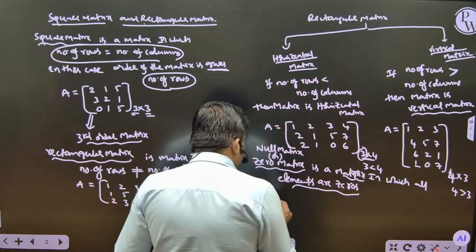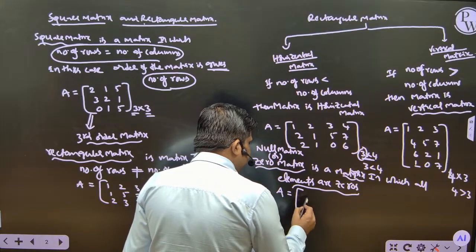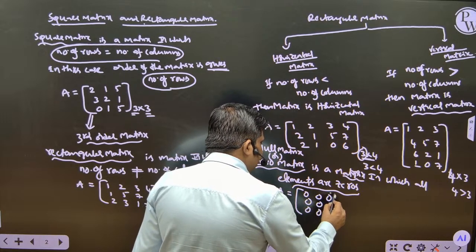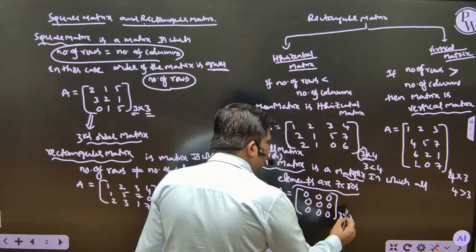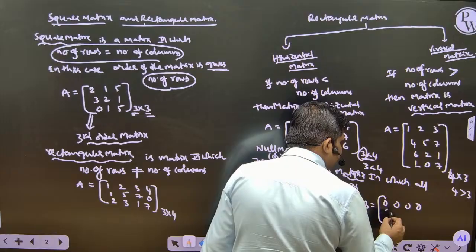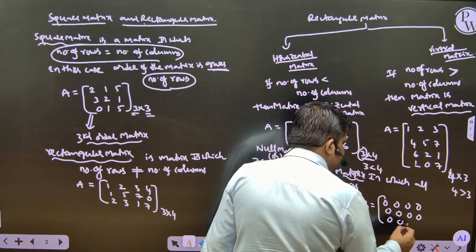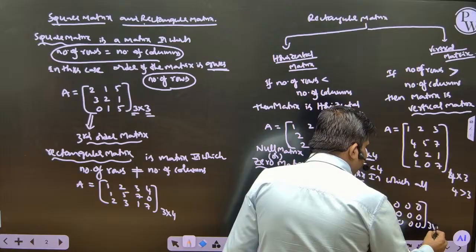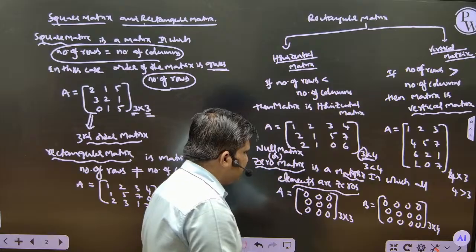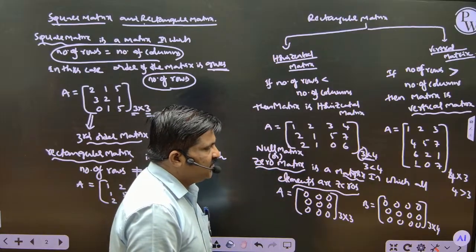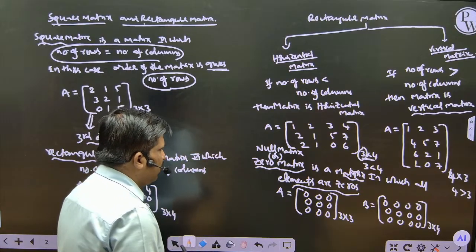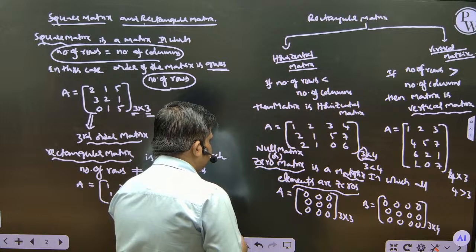For example, if you see, A matrix is 0, 0, 0, 0, 0, 0, 0, 0, 0. It is a square matrix of order 3. If we take another one with all zeros, it is a 3 by 4 rectangular matrix. But all the entries in that matrix are zeros. That's why it is called a zero matrix or null matrix.